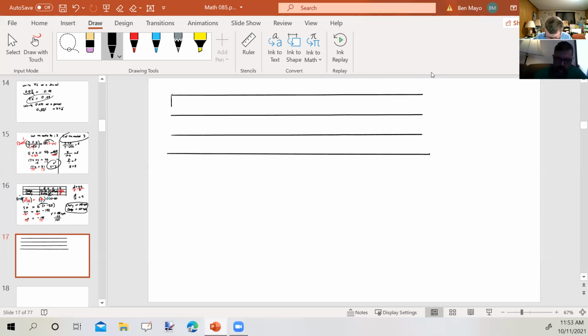And let's see here. We have downstream and upstream. We've got distance and rate and time. Distance equals rate times time. Okay.